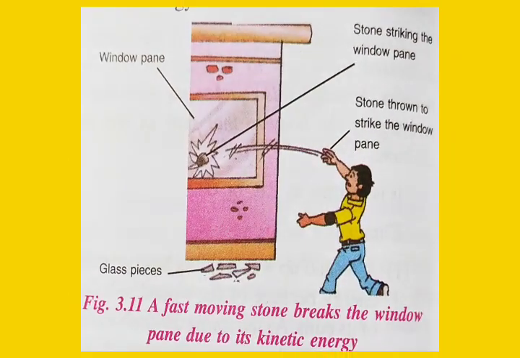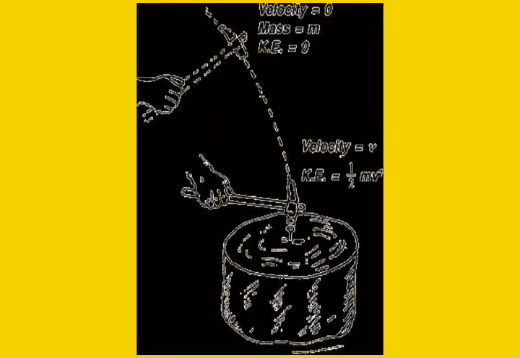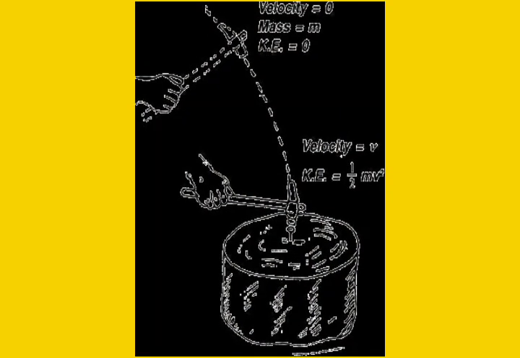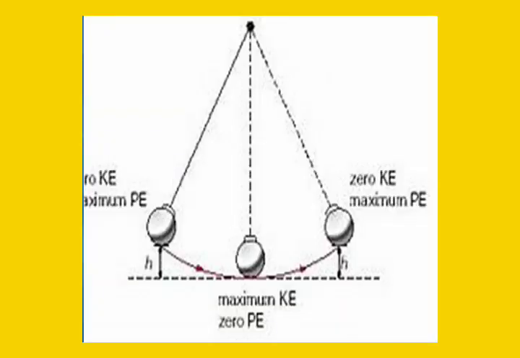You can see on the screen that a fast moving stone has the capacity of breaking a window pane when it strikes the pane. Thus, the fast moving stone has kinetic energy. Another example is a falling hammer, when it strikes a nail fixed on a wooden block, it moves further into the block, and thus a moving hammer has kinetic energy and it does work on the nail. The third example is a swinging pendulum moving to and fro, where the bob has kinetic energy.